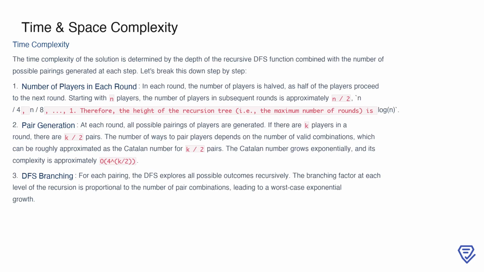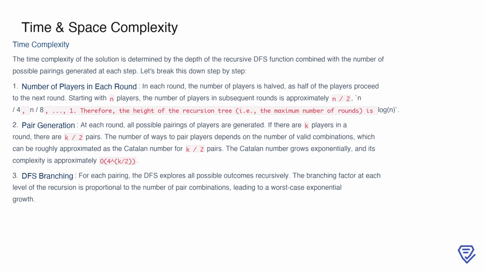The time complexity of our solution is driven by the depth of the recursive DFS function and the number of pairings generated at each step. To understand this, let's break it down. First, consider the number of players in each round. With each round, the number of players is halved, meaning the sequence of players reduces as n, n/2, n/4, and so on, until there's only one player left. This gives us a recursion tree with a height proportional to log n, as the number of rounds corresponds to the number of halving steps.